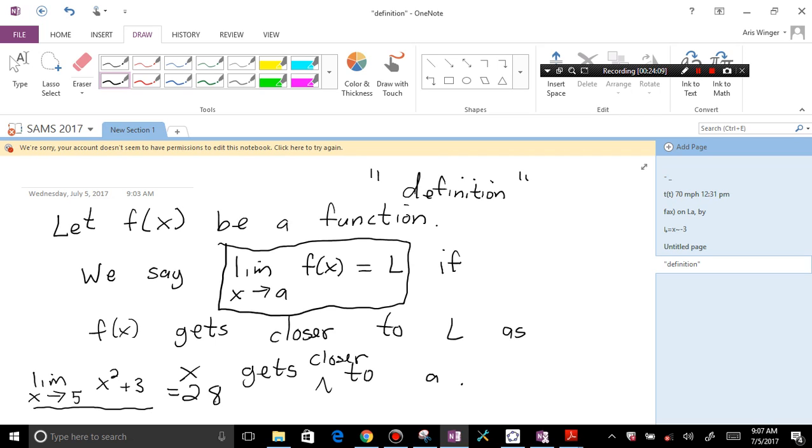Why is this 28? Because we're making the claim that this gets closer and closer to 28 as x gets closer and closer to 5. That's the reason. It has nothing to do with plugging in the 5. So this statement is true and has nothing to do with plugging in the 5. It has to do with this getting closer and closer to this as x gets closer and closer to 5. Okay. Is that okay?